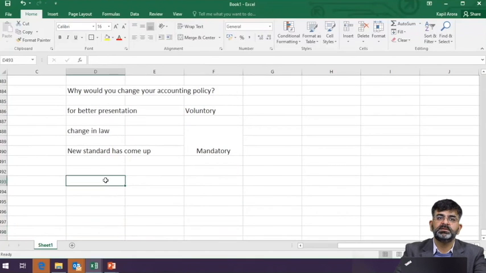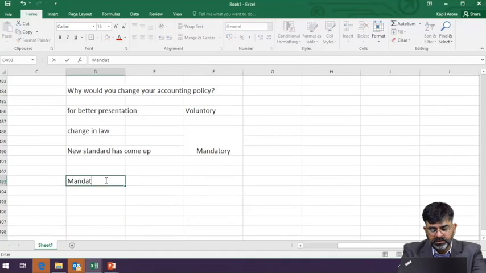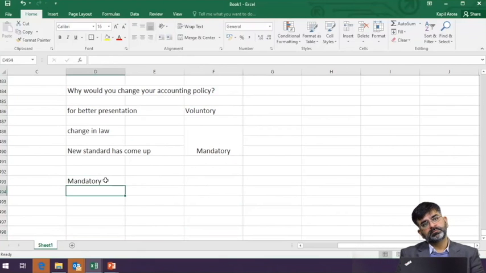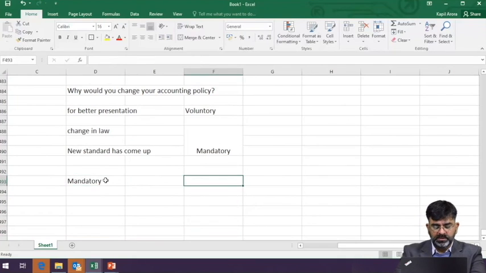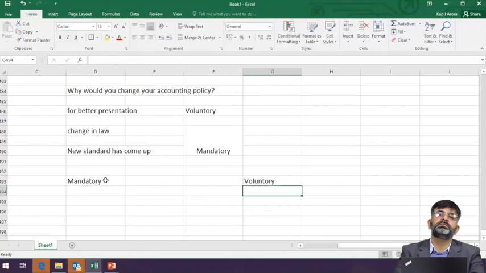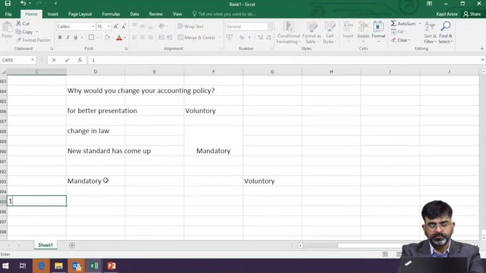Either I will change because it is mandatory, a new standard has come up, and I cannot do anything. If IFRS 16, the new lease accounting standard, has come up, the older lease accounting standard, IS 17, will not be applicable going forward. That is the mandatory change. Or if I want to change the method of inventory valuation, that is a voluntary change because that is an option available to me. What we do in case of a mandatory change and what we do in case of a voluntary change: whenever there is a mandatory change, a new accounting standard comes up.